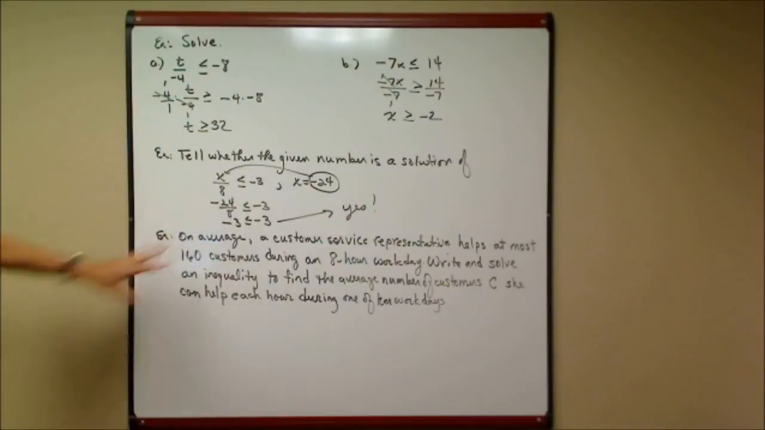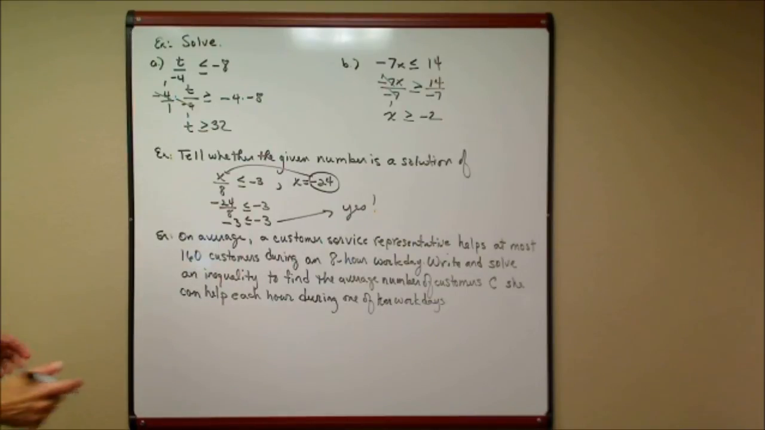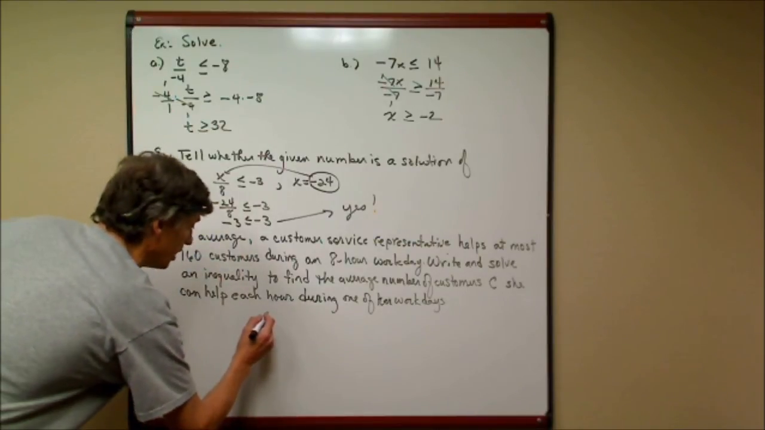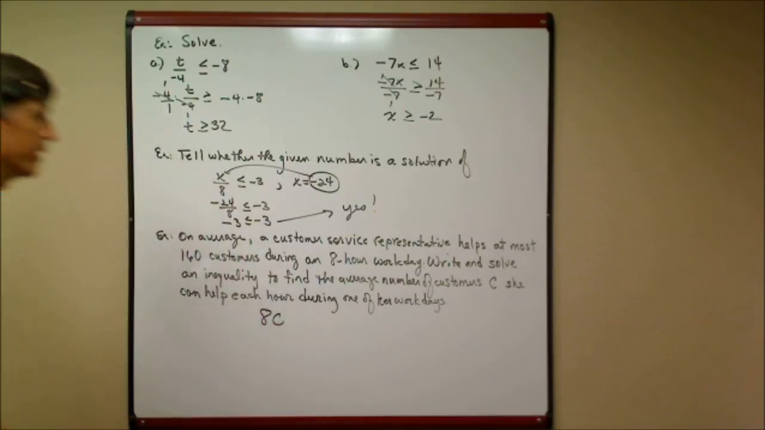Now this one is really different. It's a story problem here. It says, on average, a customer service representative helps at most 160 customers during an 8-hour workday. Write and solve an inequality. Find the average number of customers, C, she can help during each hour during one of her work days. Well, if she can get C done per hour and she works 8 hours, then 8C would be how many customers that she will help during that work day.